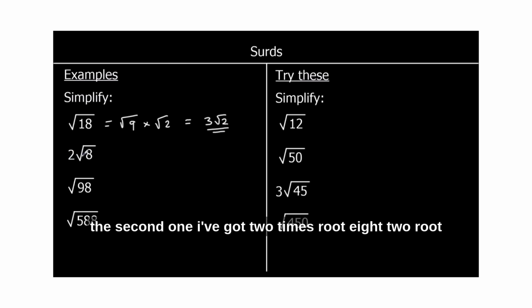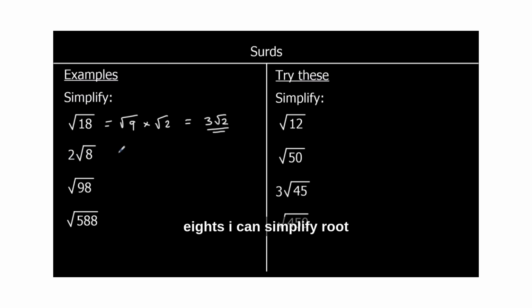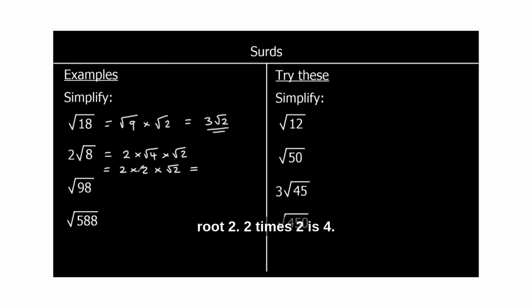For the second one, I've got 2 times root 8, 2 root 8s. I can simplify root 8 because it's got a square number again as a factor. So 8 is 4 times 2. So I can change 2 root 8 into 2 times root 4 times root 2. Root 4 is 2. So that's 2 times 2 times root 2. 2 times 2 is 4. So it's 4 root 2.